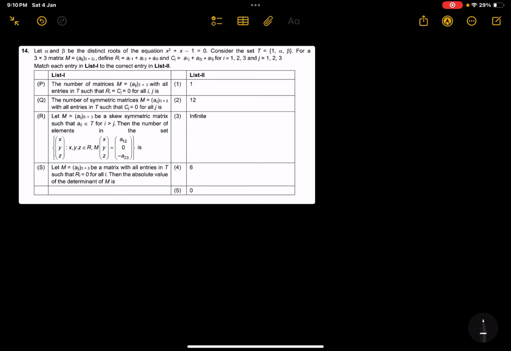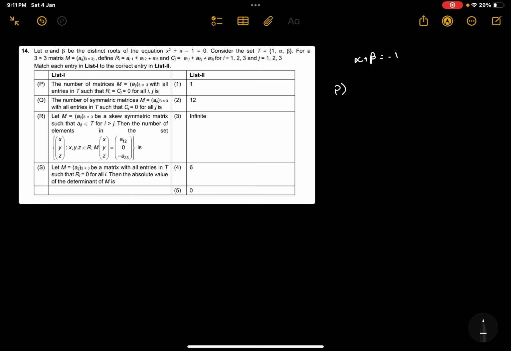So we have a match the column type question. Alpha and beta are the distinct roots of this equation. So we have that alpha plus beta equals -1. Ri is the sum of the ith row, Cj is the sum of the jth column. So let's start with P.